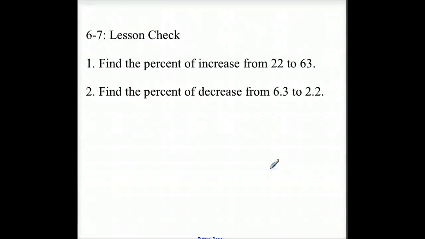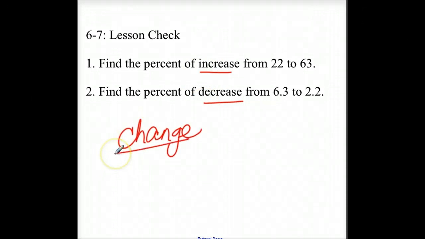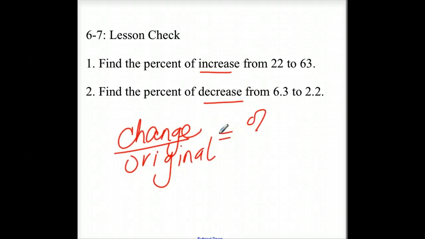I'm going to leave it to you. I have two problems for you to do. One is a percent increase and one is a percent decrease. Don't forget your formula, change over original equals percent over 100. Bring this to class.